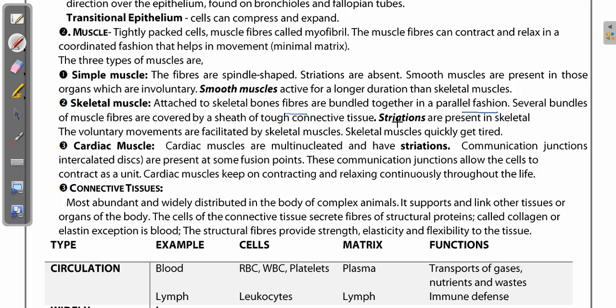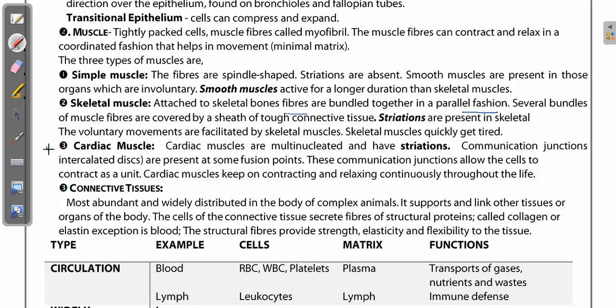And these get tired or fatigued very fast. The reason is that lactic acid is deposited in the muscles when oxygen is not available for a longer time. Alright, so that's about skeletal muscle.